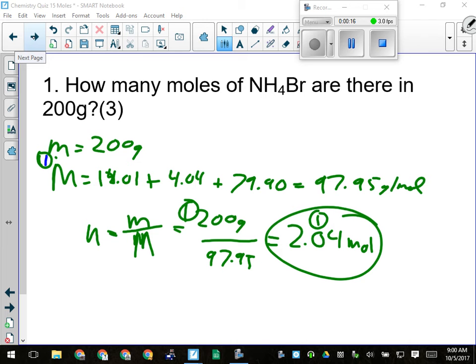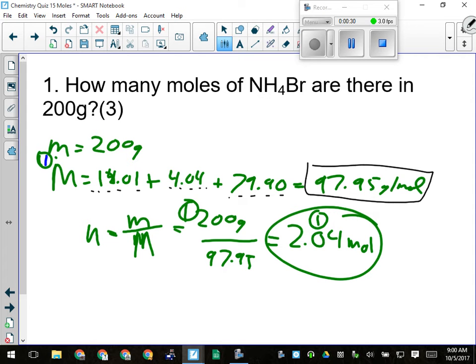of ammonium bromide, which contains 1 nitrogen, 14.01 grams per mole, 4 hydrogens, 4.04 grams per mole, okay, and 1 bromine, 79.9 grams per mole, for a total of 97.95 grams per mole. Okay, so 1 mark for their givens there.